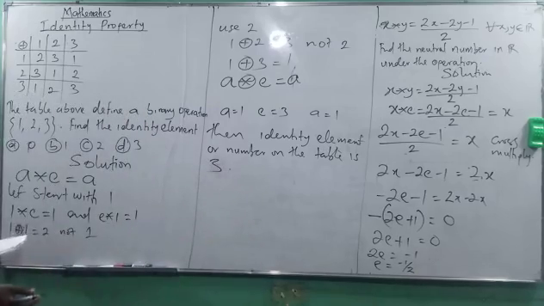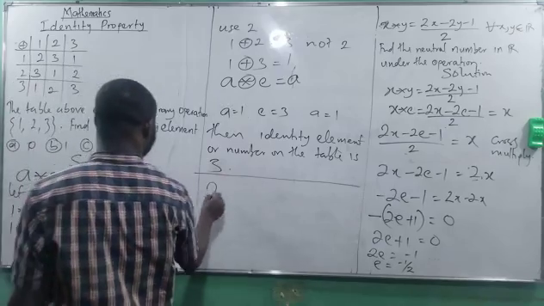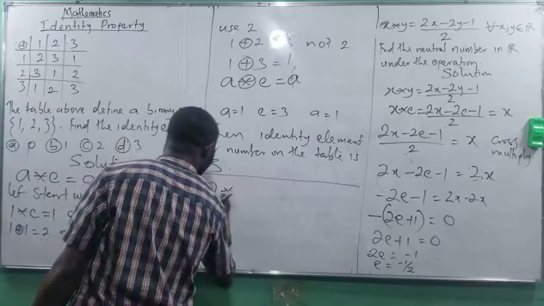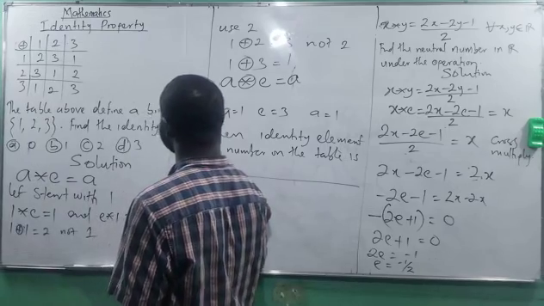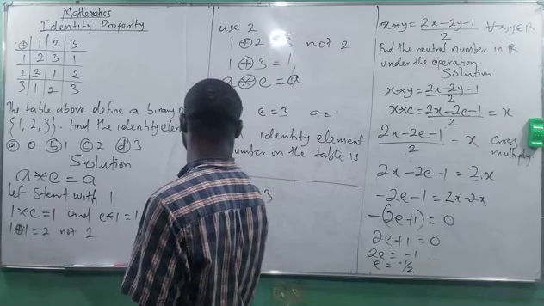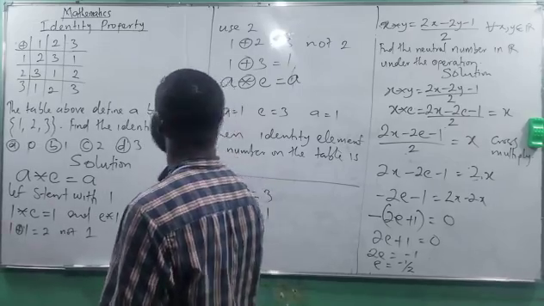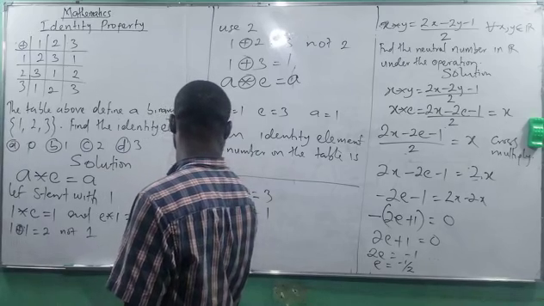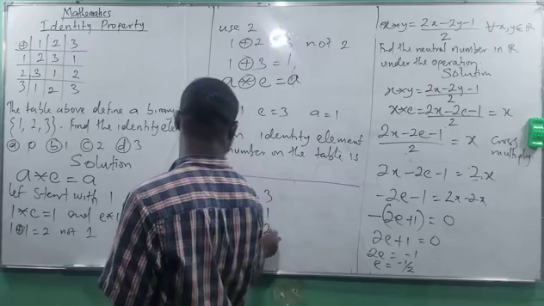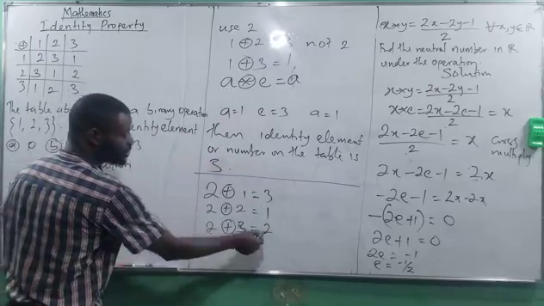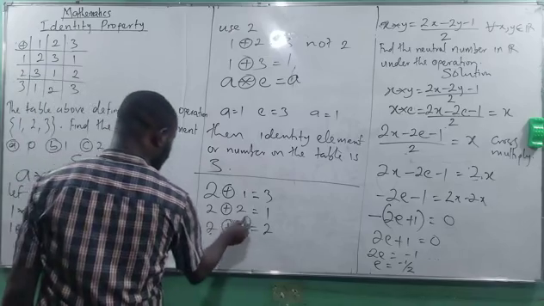Now, can I check for another thing? Let me pick 2, just to check what I just picked. 2 operates with 1 will be equal to 3. And 2 operates with 2 will be equal to 1. Now let me pick 2 operates with 3. It will be 2. Can you see? 2 operates with 3 equals 2. I just want to buttress my point. Can you see? This is what we are talking about.